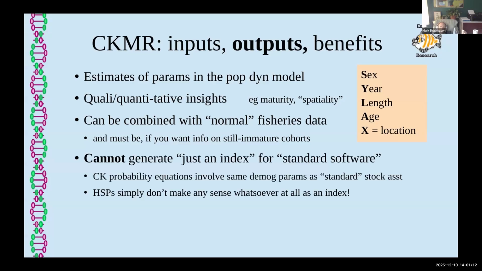In fact, you can't generally pre-organize your close kin data to just plug it in as an index to a model, because it's going to involve the same parameters as a model would anyway, and you just can't do it. There's also diagnostics of goodness of fit, which someone can ask about later.